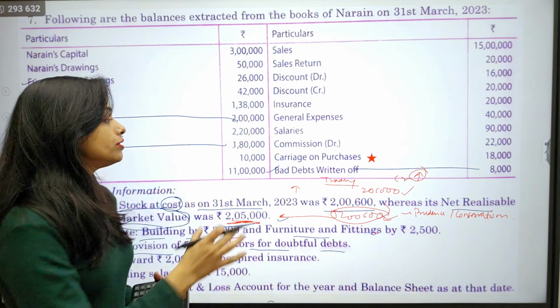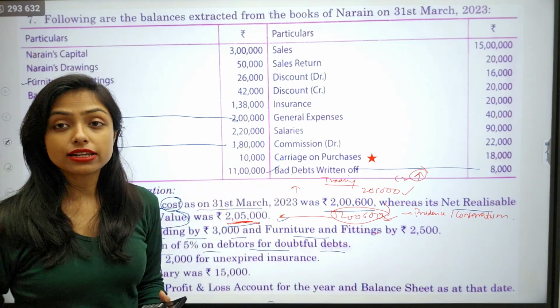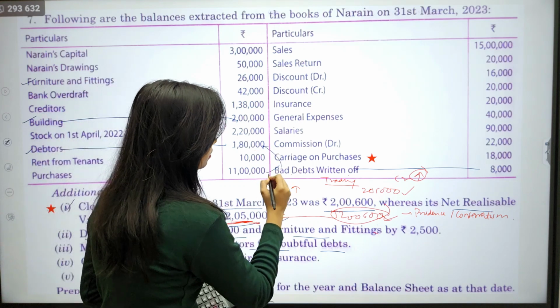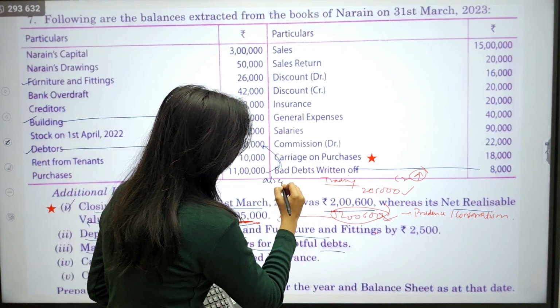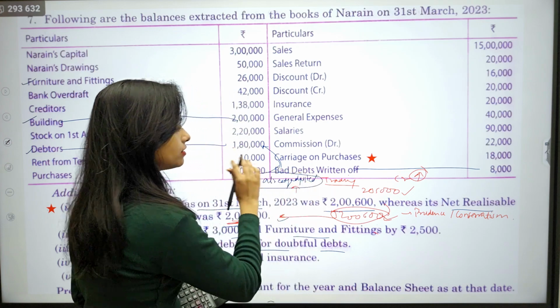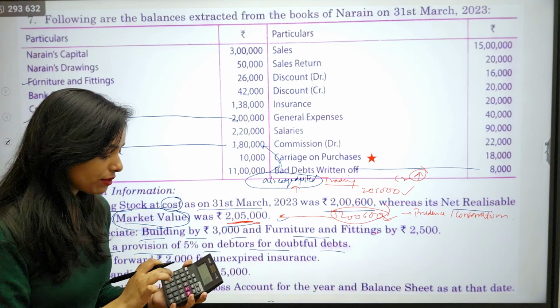Do I have to reduce these debtors of 8,000 from this 1,80,000? No, this is already adjusted over here, because both of them are inside the trial balance. Okay, so on 1,80,000 I'll have to make my provision.